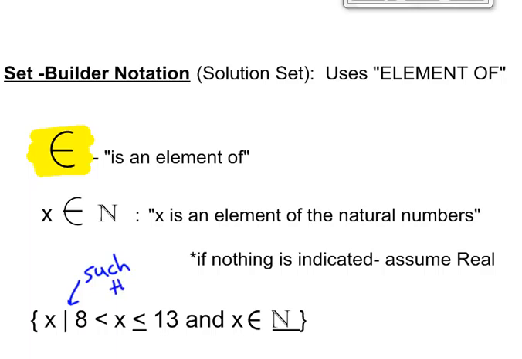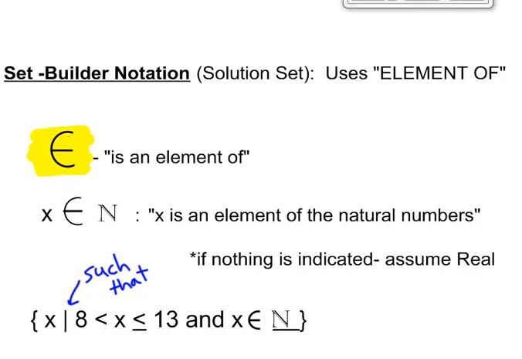here's another symbol that you need to know. The such that symbol. So I have X, all the numbers that we're talking about, such that, and this part says that X is between 8 and 13. We're not including the 8 because it doesn't have a line underneath the inequality, but we are including the 13 because it does have that line underneath there. And X belongs to, or is an element of, the natural numbers.